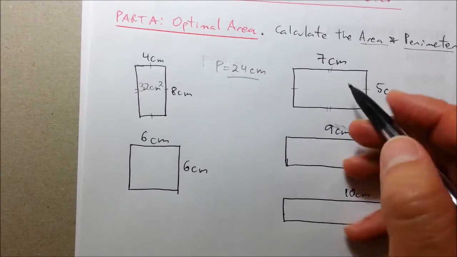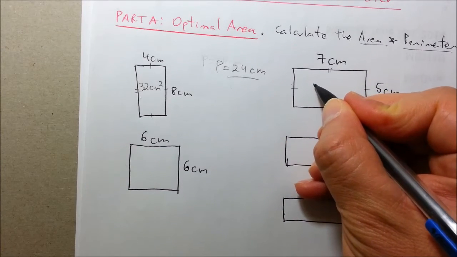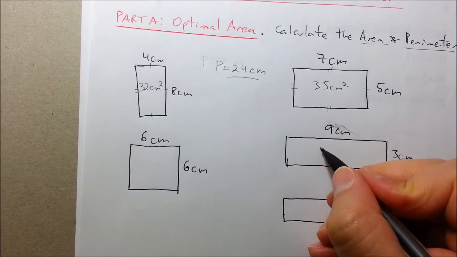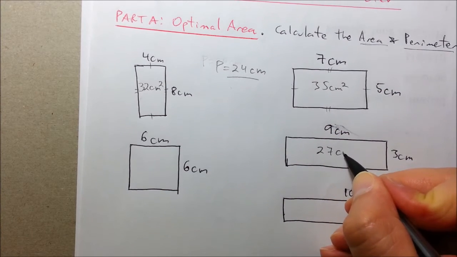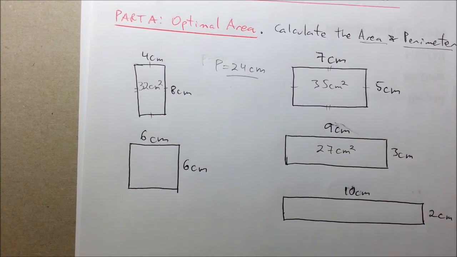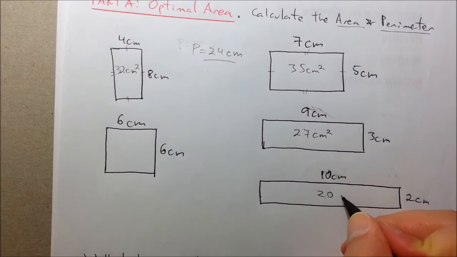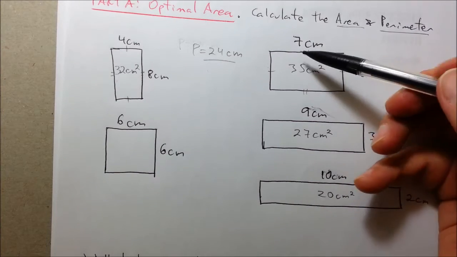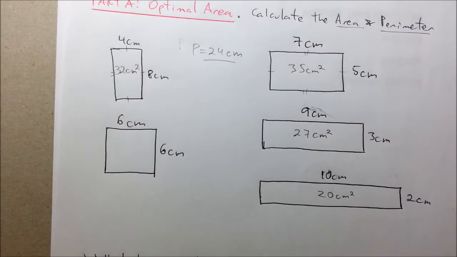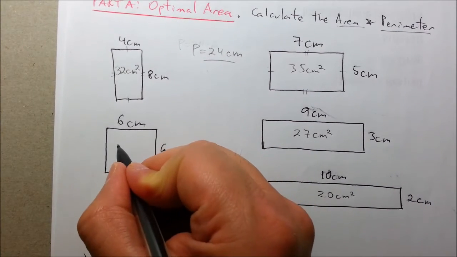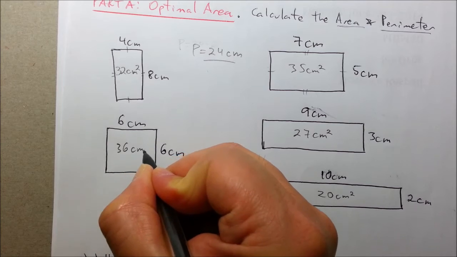Let's go here. 7 times 5 is 35 centimeters square. 9 times 3 is 27 centimeters square. 10 times 2 is what? 20 centimeters square. So as you can see, all of the perimeters are the same, but the areas are different. Let's calculate this last one. 6 times 6 is 36 centimeters square.